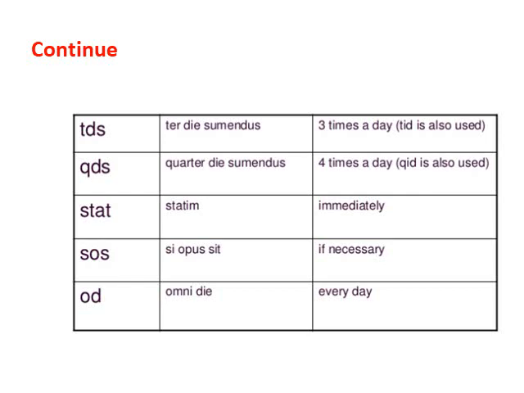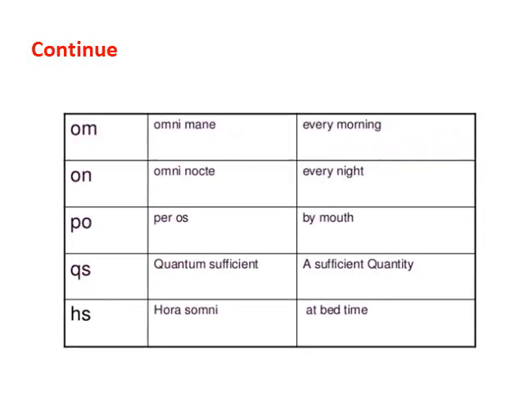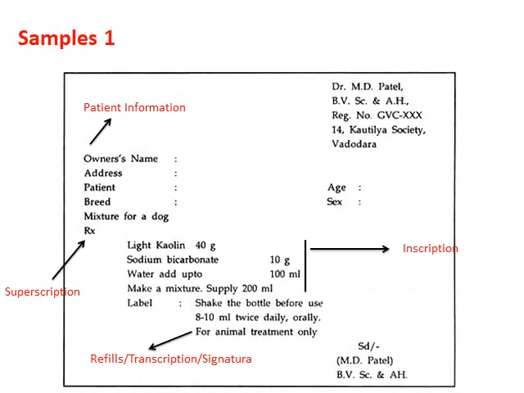Then OD means omni die, every day you have to take those drugs. When a physician has written OD in front of any drug, you have to take it every day. Then OM means omni mane, which means every morning you have to take it. Then ON, omni nocte, which means every night you have to take such a drug. Then PO, per os, means by mouth or orally. Then QS, which means quantum sufficit, a sufficient quantity. Then HS means hora somni, when the patient is going to sleep, he or she has to take those drugs.